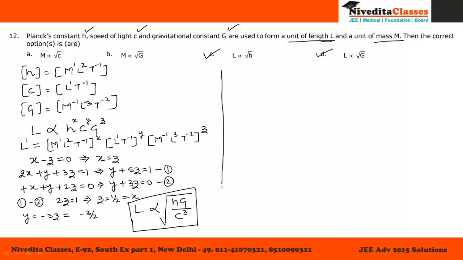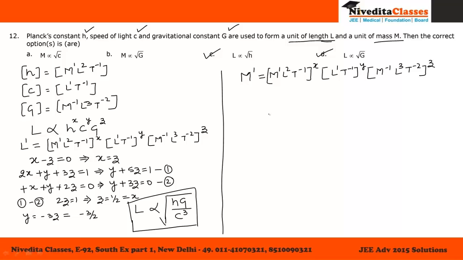Now let's see the dependency of M on h, c and G. So again, using the principle of homogeneity, we can say M1 is equal to M1 L2 T minus 1 raised to power X. Then we have L1 T minus 1 raised to power Y, and then we have G, whose dimensions are M minus 1 L3 T minus 2 to the power of Z.